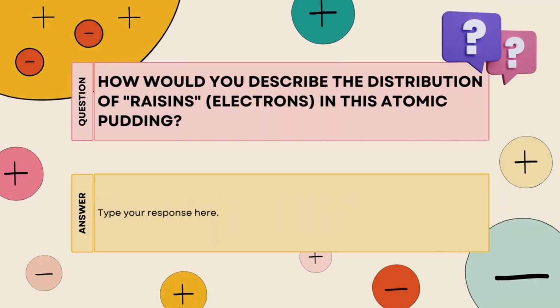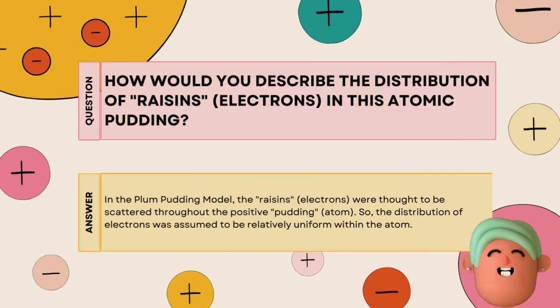Then the second question is related to the plum pudding model. How would you describe the distribution of electrons in this atomic model? If you know the answer, type your response in the comment. I give you the answer.